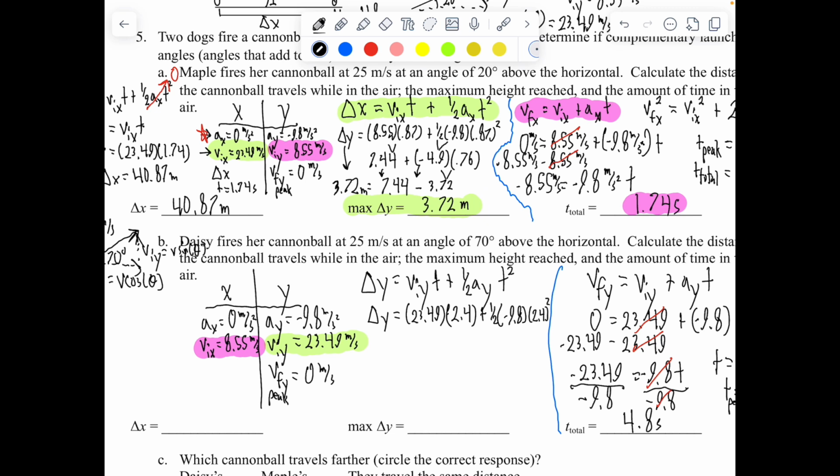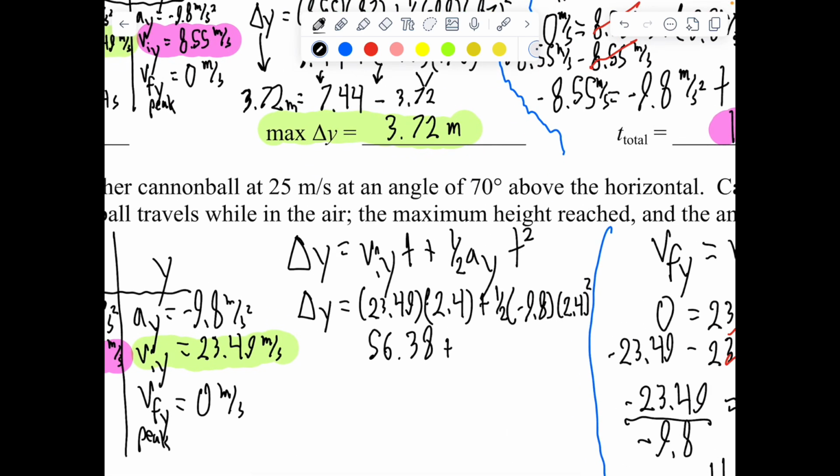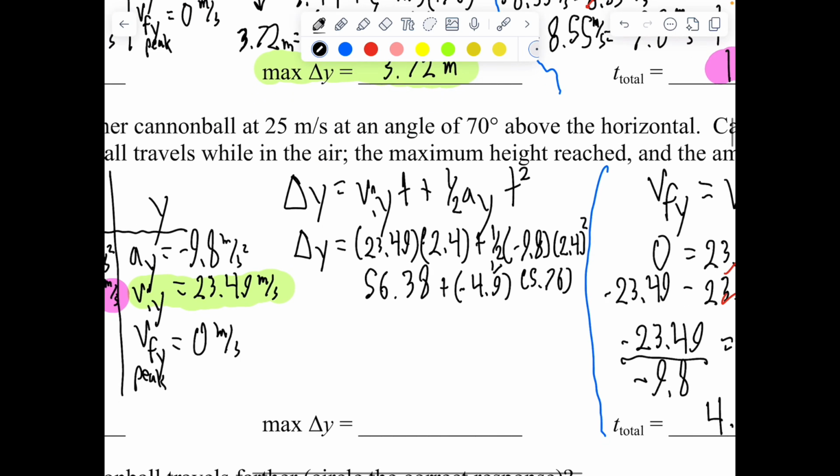23.49 times 2.4, 56.38 plus, let's do our squared first, 2.4 squared gives us 5.76. 1/2 times negative 9.8 gives us negative 4.9. We're multiplying negative 4.9 by 5.76. We get 28.224.